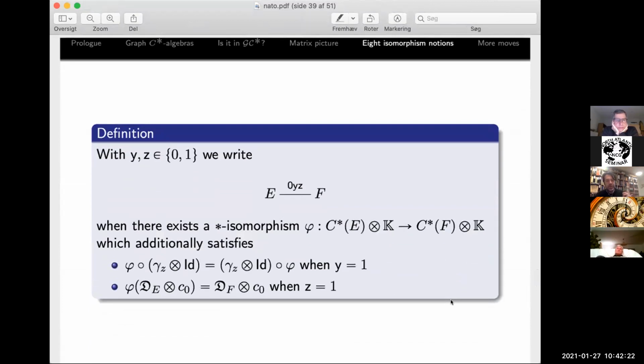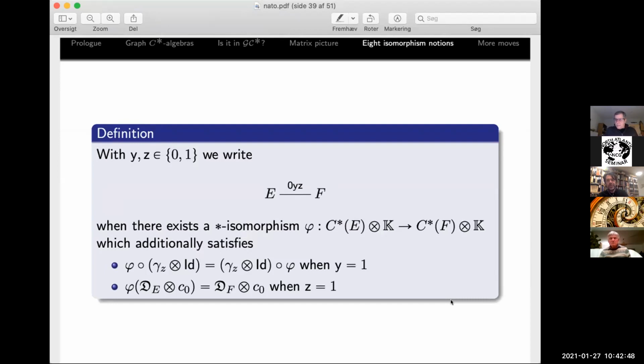But when I'm doing the next one, where I'm only doing stable isomorphism, there's a choice involved here, because now I have to tell you how I extend these objects to the stabilizations. I'm going to do it in the following way. A 0YZ isomorphism is just a stable isomorphism. I will say that it preserves the gauge action if it preserves the gauge action tensor the identity on the compacts. So, the trivial extension.